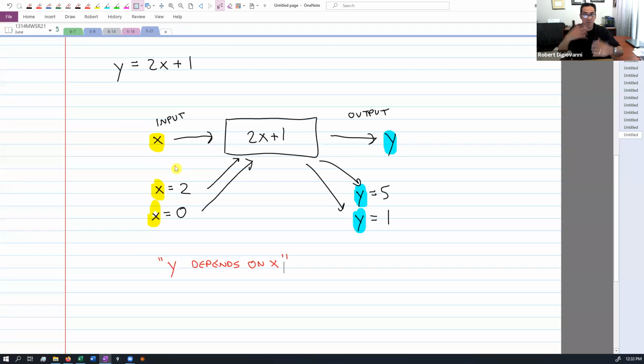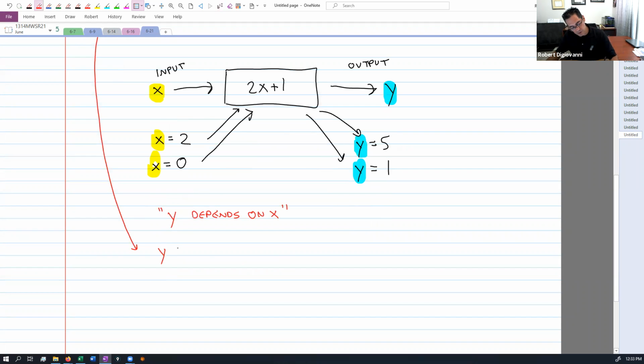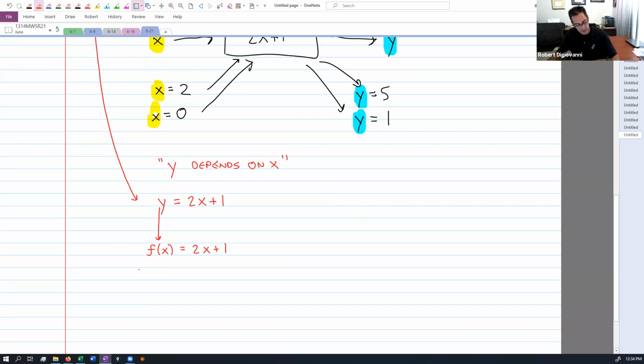So when we have this sort of relationship, we change the notation. Instead of writing y equals 2x plus 1, we realize that y depends on x. So we're going to replace y with f, then in parentheses x, and then 2x plus 1. What this notation means is that this is a function of x. That's why we use the letter f. It's to say, hey, it's a function, and what it depends on is x. You give me x, I give you the output, okay?